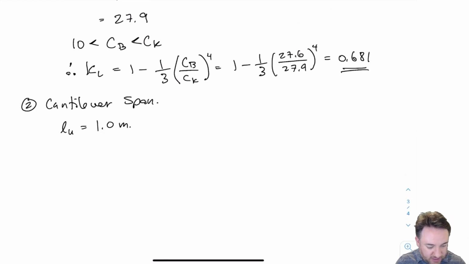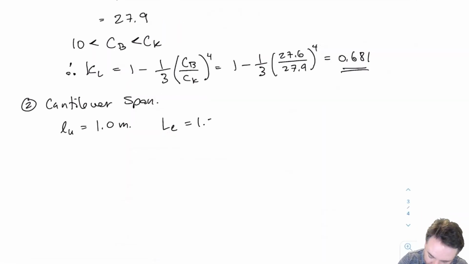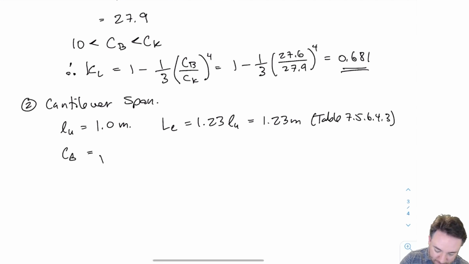And what is going to be my LE? We're going to come back to the table. Now I'm not talking about a beam anymore. I'm talking about a cantilever with a uniformly distributed load. So my LE is going to be 1.23 times LU. And if I sub that in, I'm going to get 1.23 meters for LE. And again, this is from table 7.5.6.4.3. Okay, fantastic.